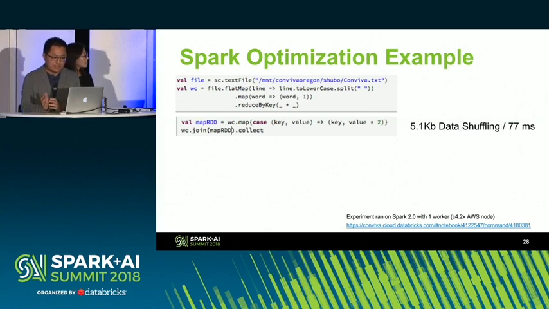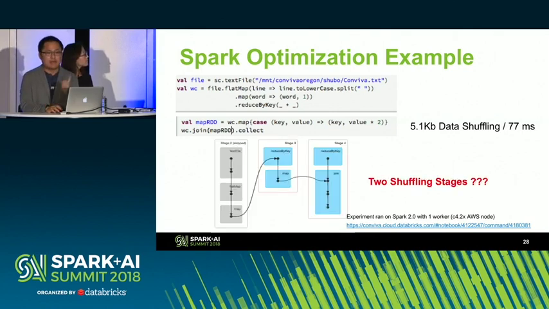This job could be done in approximately 77 milliseconds, and 5 kilobytes of data get shuffled, because our original file is quite small. But when we look at the DAG, there are actually 2 shuffle stages. It's kind of a surprise to me, because we don't touch the key in the second map operation. Why are there additional shuffles here? It turns out that the map operation itself will erase the partition information in the original word count RDD. That's the reason we have these additional shuffles.